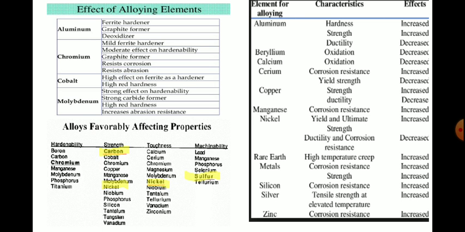Next, what are the effects of alloying elements? First one, hardness, strength and ductility. Aluminum increases the hardness, whereas all the other elements are shown in the table.